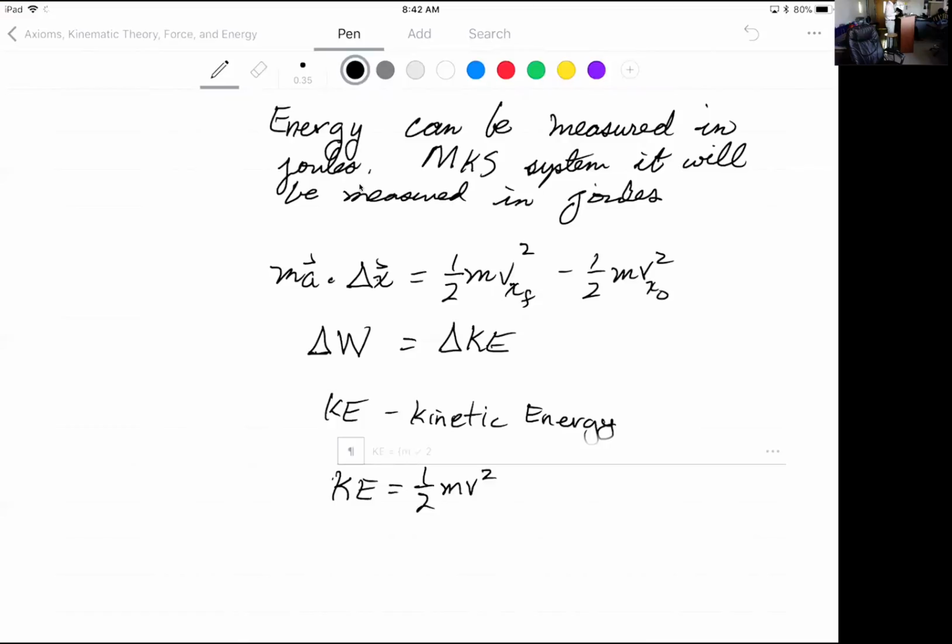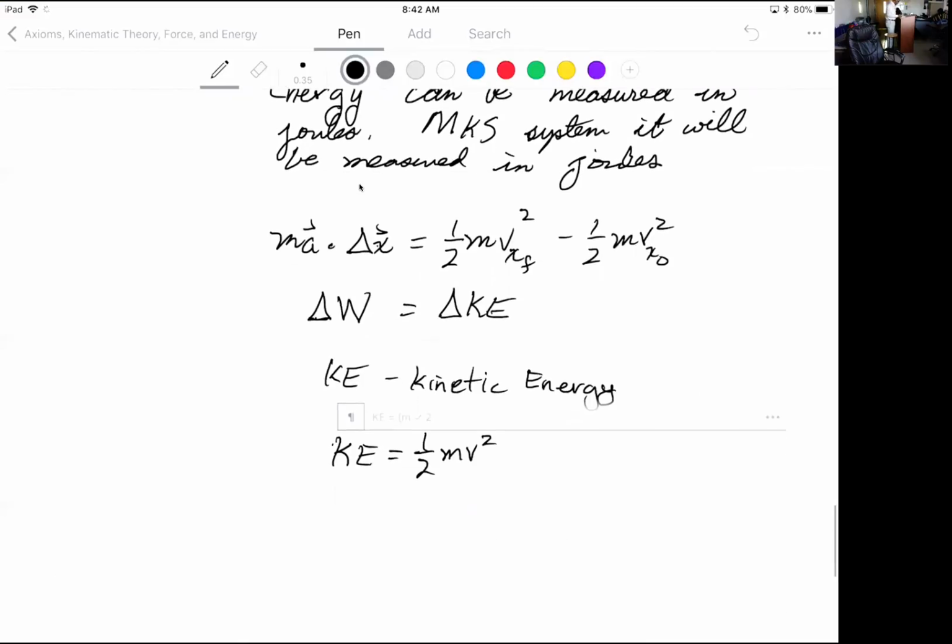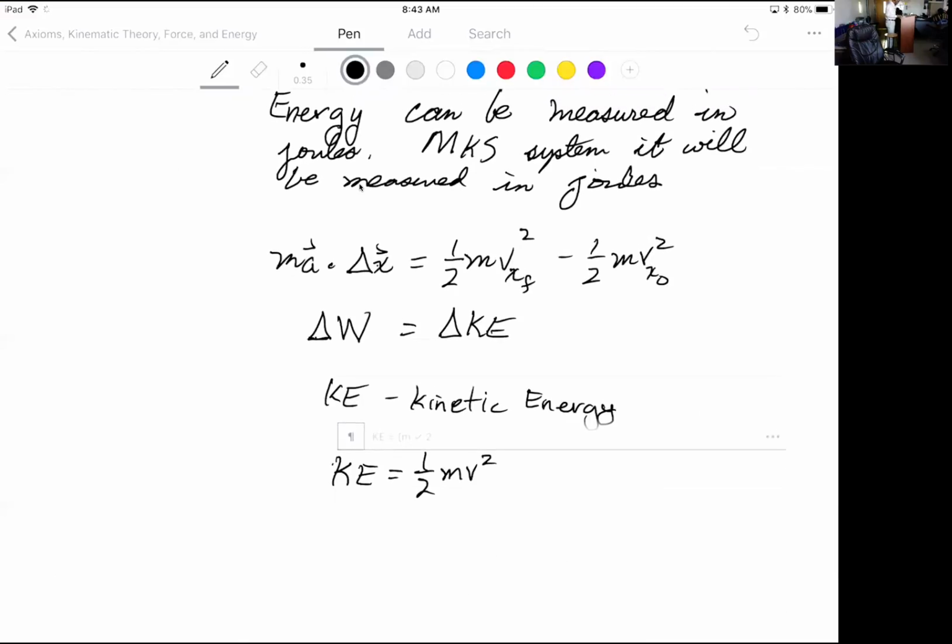Okay? The units for this is what? What are the units for mass? Kilograms. What are the units for velocity? Per second. And that's meters per second. Velocity is squared, right? So that means it's meters per second squared. So that's meters squared, second squared.